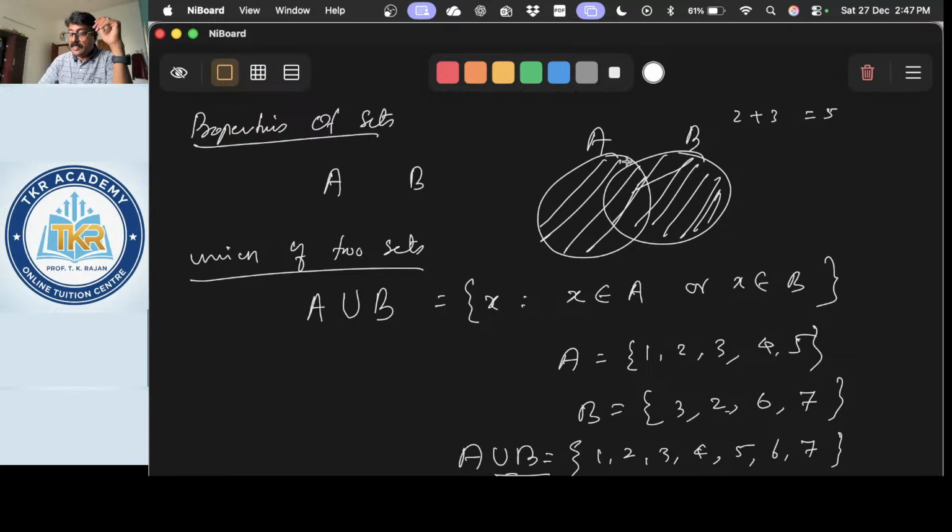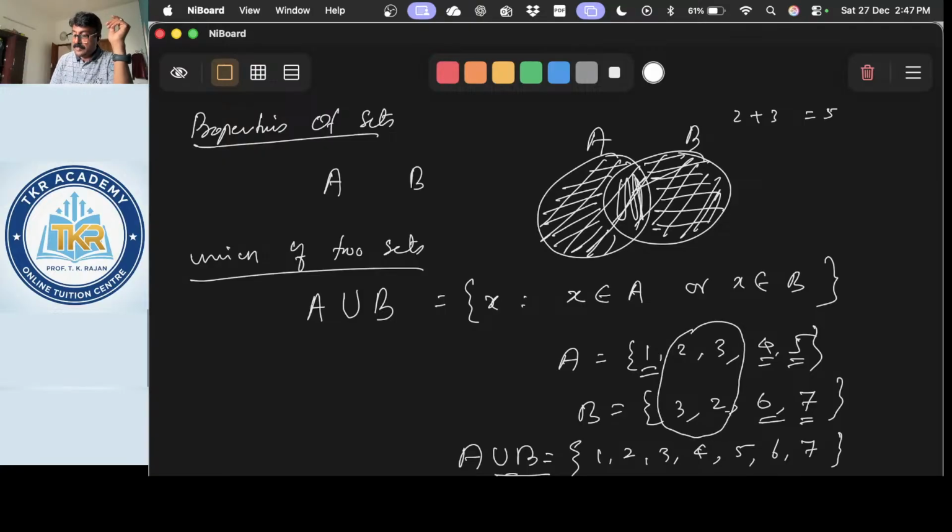You can see that there are elements in A alone and B alone, and some common elements in A and B. Just like here, A alone: 1 is in A, and 4, 5 are not in A. So A alone. 6, 7, B alone. But there are common elements 2 and 3. So without repeating them, we write the set {1, 2, 3, 4, 5, 6, 7}. This is A union B.